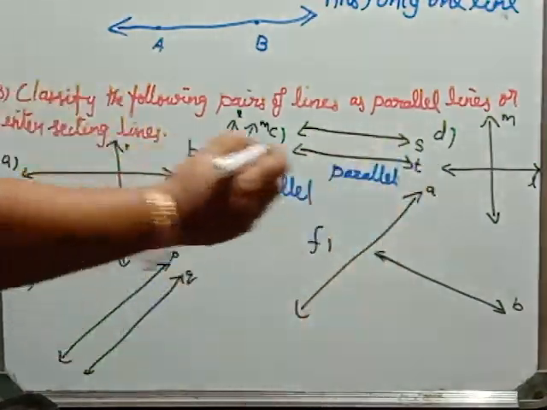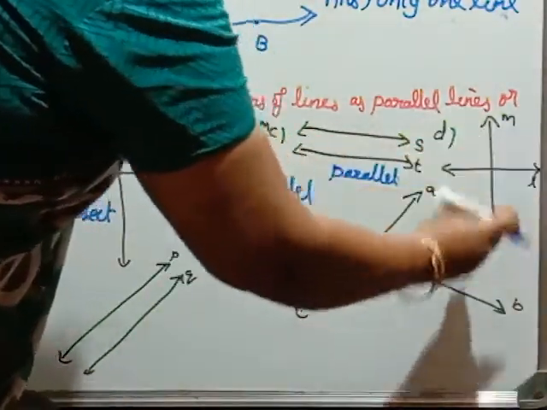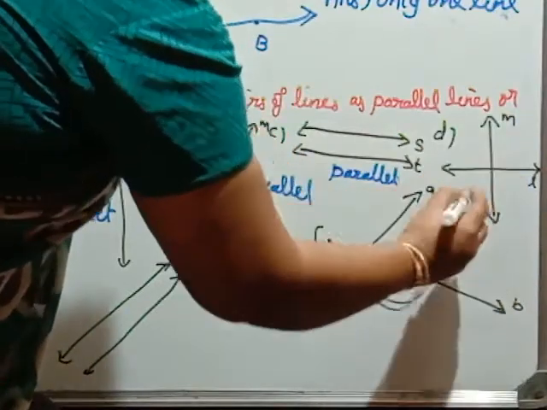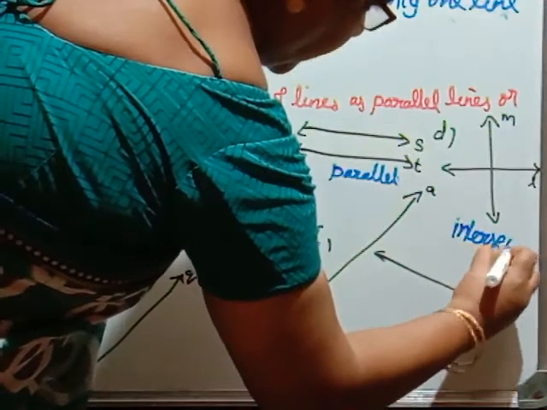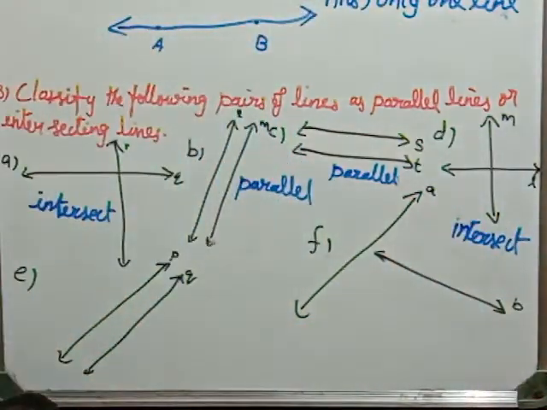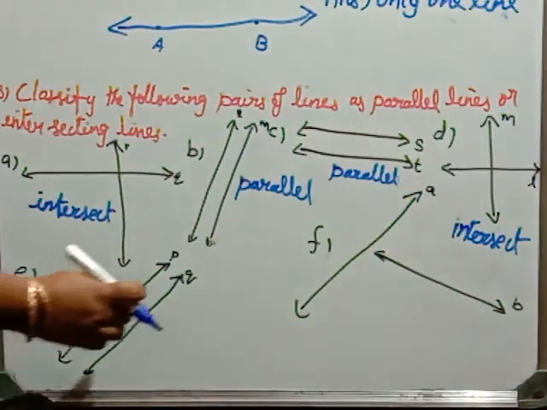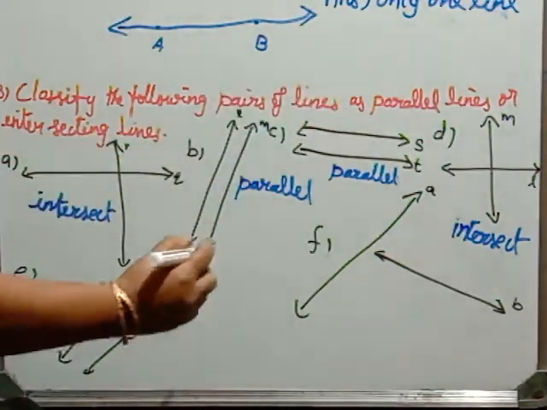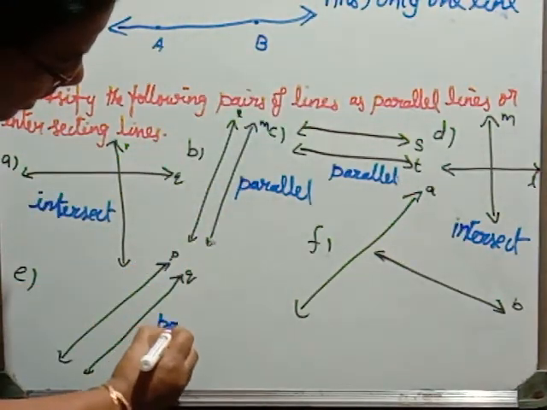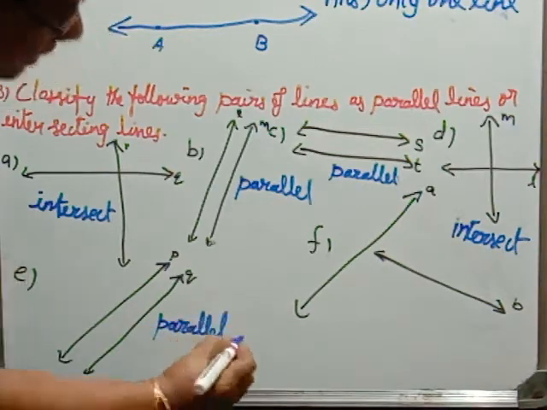Now, move to the D sum. M and L are cutting each other at one point. So, these lines are called intersecting. See the E sum. P and Q are passing but they are not touching anywhere. So, these lines are called parallel.